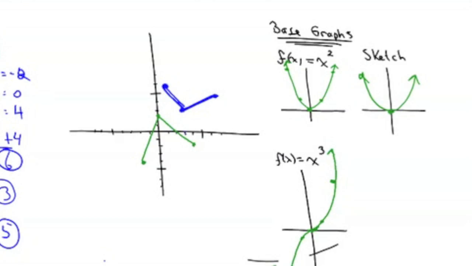So when I sketch the graph of it, all I'm going to be looking for is this. Goes through the origin, goes up on that side, goes down on that side. That would be a sketch of x cubed. It generally looks like this.